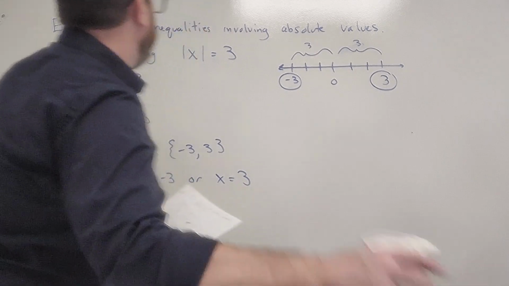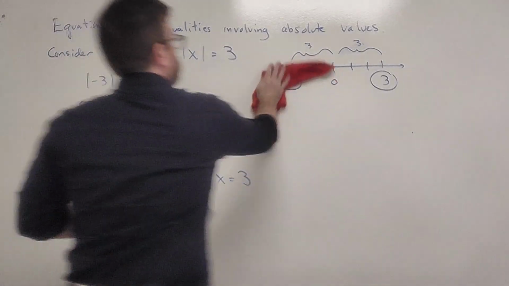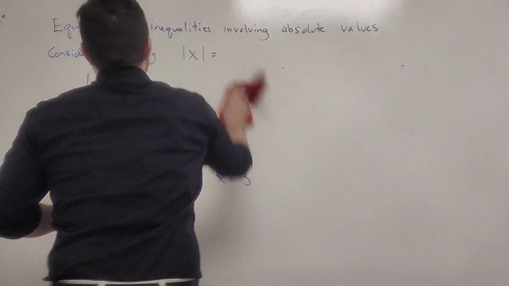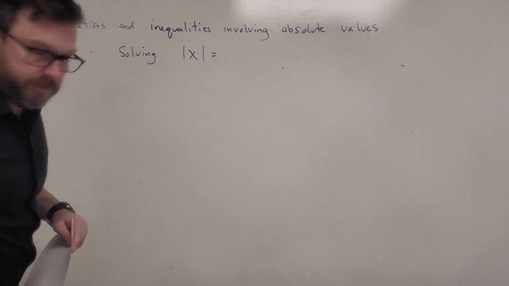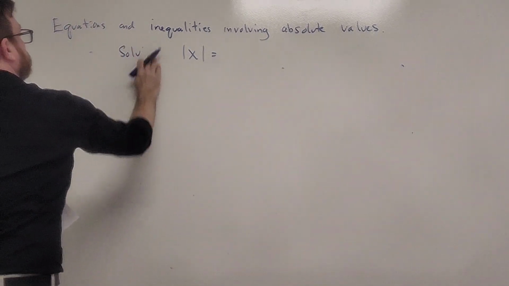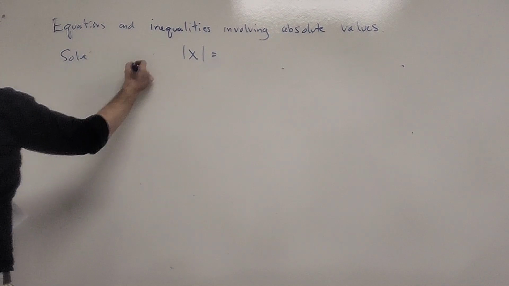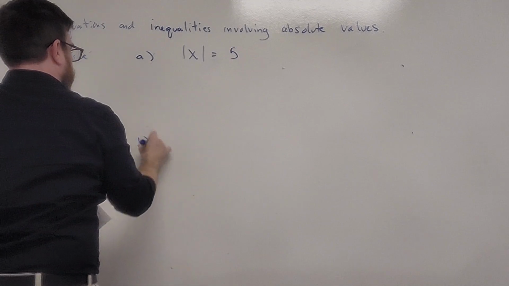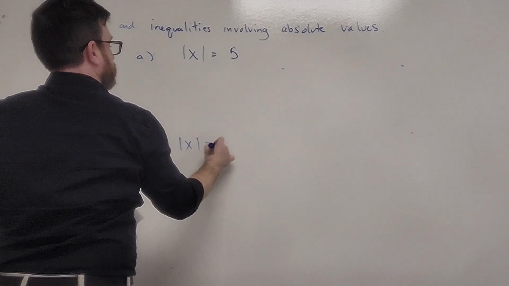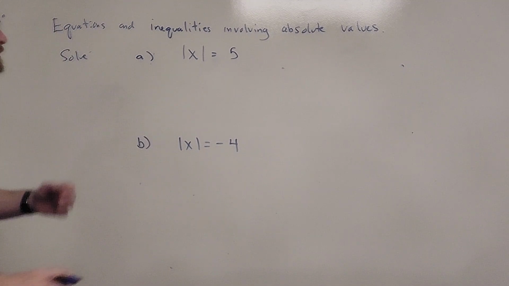So what if we have, say, the absolute value of x is equal to 5? What if I ask you to solve this? So solve A, the absolute value of x is equal to 5, and then B, the absolute value of x is equal to, say, negative 4. Try to solve both of these.